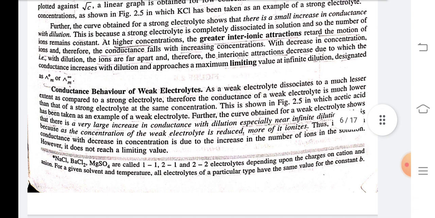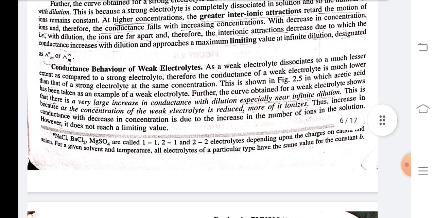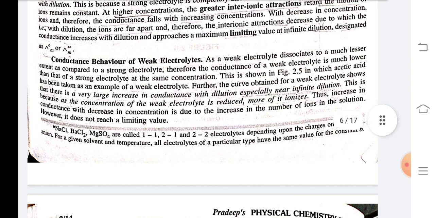With decrease in concentration, that is with dilution, the ions are far apart and therefore the interionic attraction decreases, due to which the conductance increases with dilution and approaches a maximum limiting value at infinite dilution, designated as Λ°m, or Λ∞m.